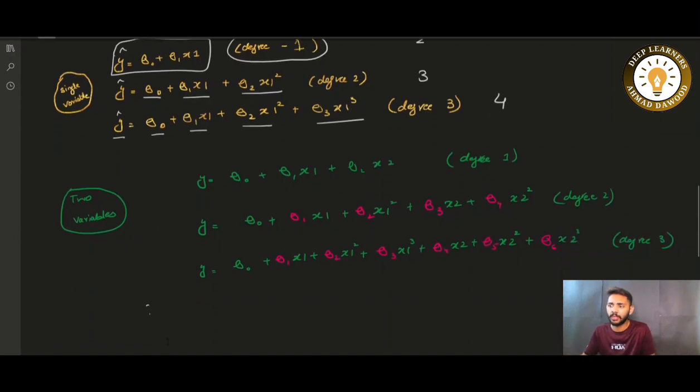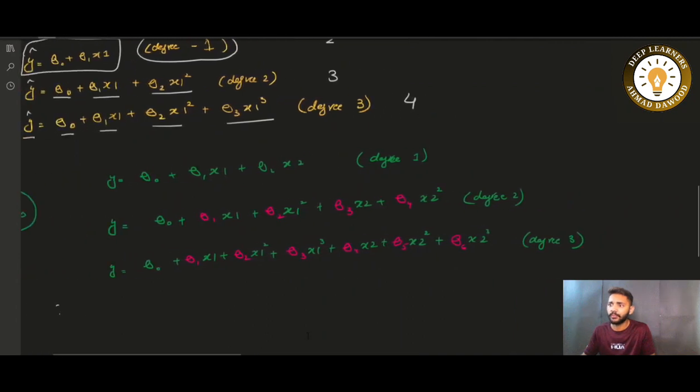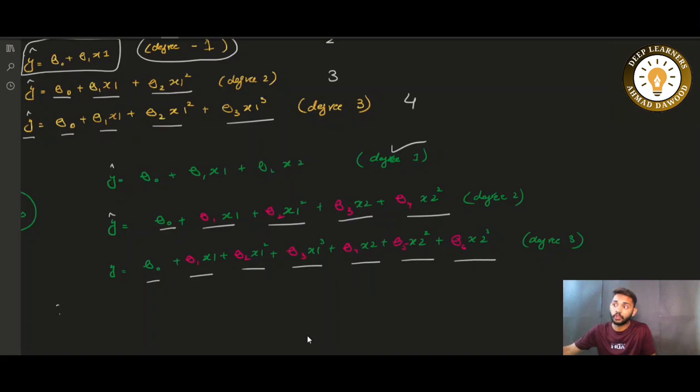When we have two variables involved, in the same way the equation can be extended. Here, y cap is equal to theta 0 plus theta 1 x1 plus theta 2 x2. It will be a degree 1 equation of the model. For degree 2, it is theta 0 plus theta 1 x1 plus theta 2 x1 square plus theta 3 x2 plus theta 4 x2 square. In the same way, for degree 3: theta 0 plus theta 1 x1 plus theta 2 x1 square plus theta 3 x1 cube plus theta 4 x2 plus theta 5 x2 square and theta 6 x2 cube. Here three parameters are involved: theta 0, 1, 2. Here there are a total of five parameters: theta 0, 1, 2, 3, 4, and here there are seven parameters: theta 0, 1, 2, 3, 4, 5, 6.